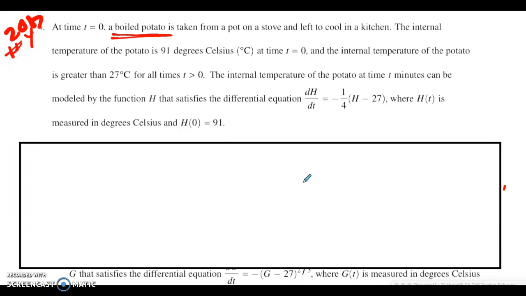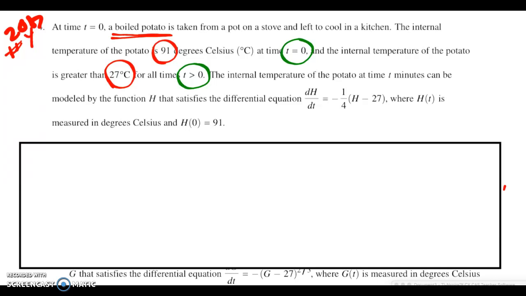A boiled potato is taken from a pot on a stove and left to cool in the kitchen. The internal temperature of the potato is 91 degrees at time t equals 0. And the internal temperature of the potato is greater than 27 degrees Celsius for all times t greater than 0. So basically it means to take the potato out of the oven. It's going to reduce down to room temperature. Room temperature is 27 degrees Celsius. So there's always going to be a difference between those two numbers right there.